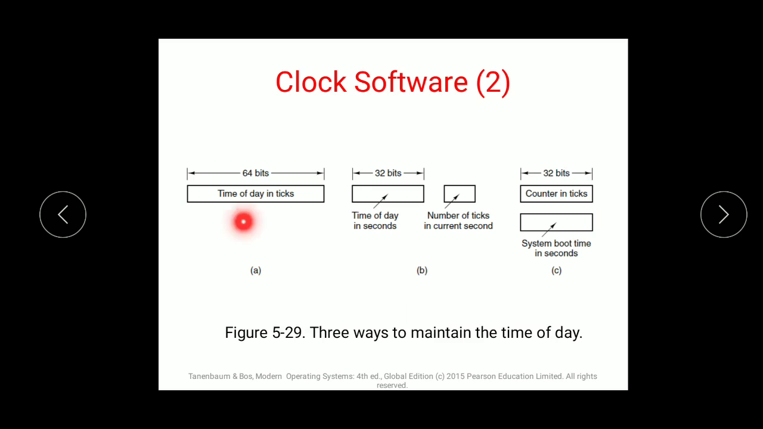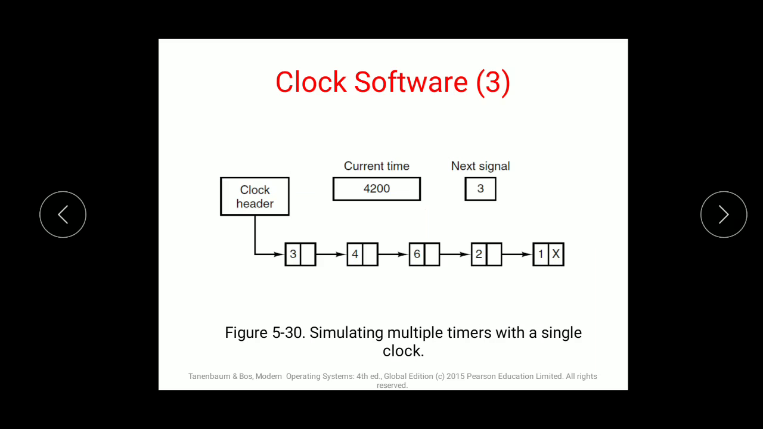The time of day can be kept in ticks, that is 64 bits, or as time of day in seconds, or as a counter in ticks plus system boot time in seconds. So system boot time is also captured. There are three ways to maintain the time of day: a normal 64 bits, or 32 bits separate for seconds and for the boot time of the system. Then you have the clock header, current time and next signal for simulating multiple timers with a single clock. Multiple timers are set inside the system, and simulating them together requires such clock software.